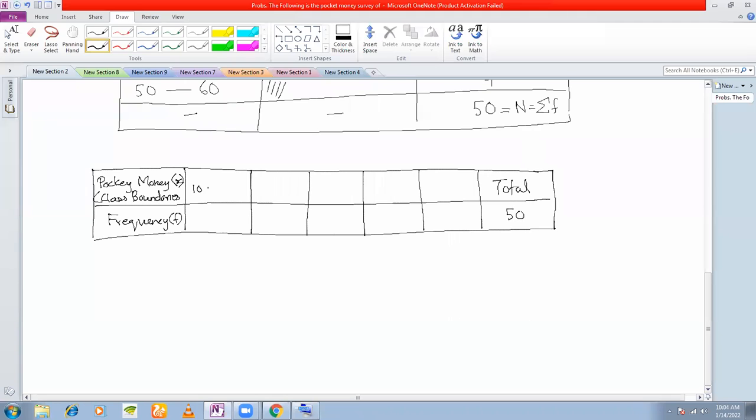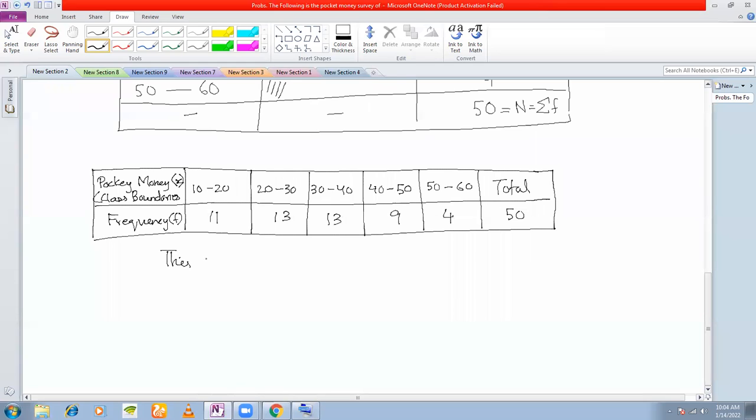So you have 10 to 20, 20 to 30, 30 to 40, 40 to 50, and then you have 50 to 60. And then you write down the corresponding frequencies: 11, 13, 13, 9, and 4. That completes your frequency distribution table with class boundaries.